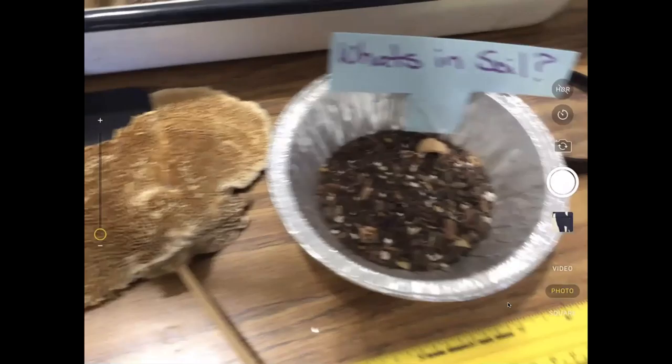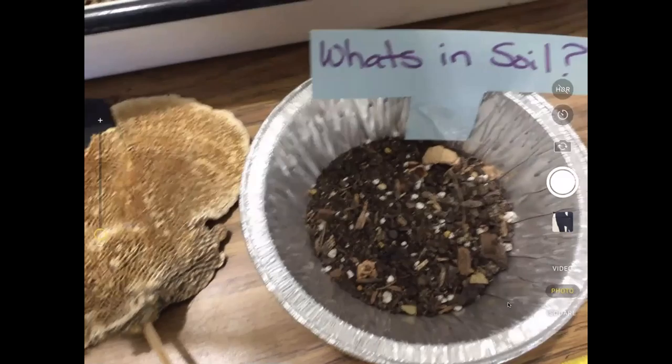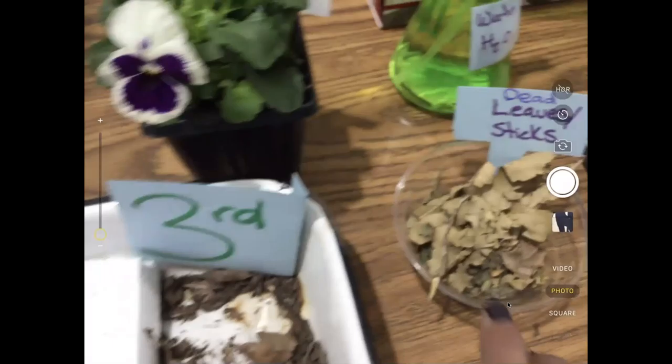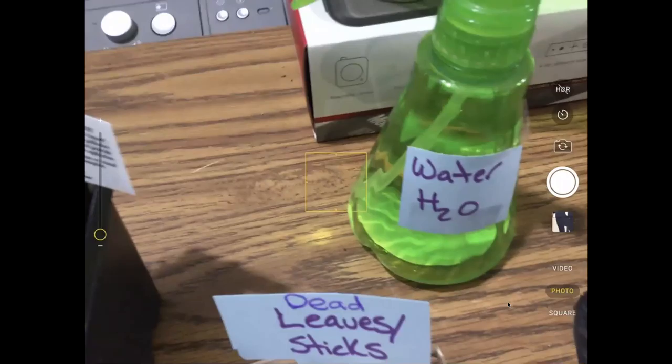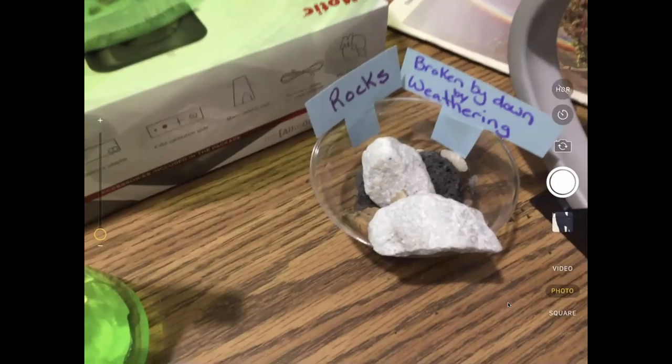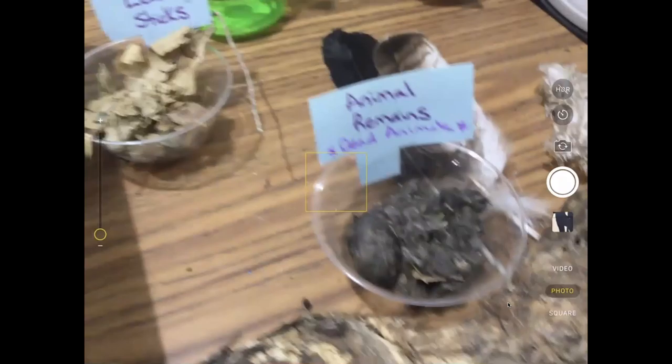So what do you guys think is in soil? We already learned with Ms. Nash that a lot of our soil has those leaves and sticks, and we know that the leaves and sticks get broken down by decomposers. But we also have things like water inside our soil. Whenever it rains, that rainwater gets absorbed into the soil. Mrs. Fuller went over rocks, so we know that there's rocks in soil and we know that those rocks get broken down into smaller pieces by weathering. And something a lot of people don't realize is that a lot of our soil has animal remains.